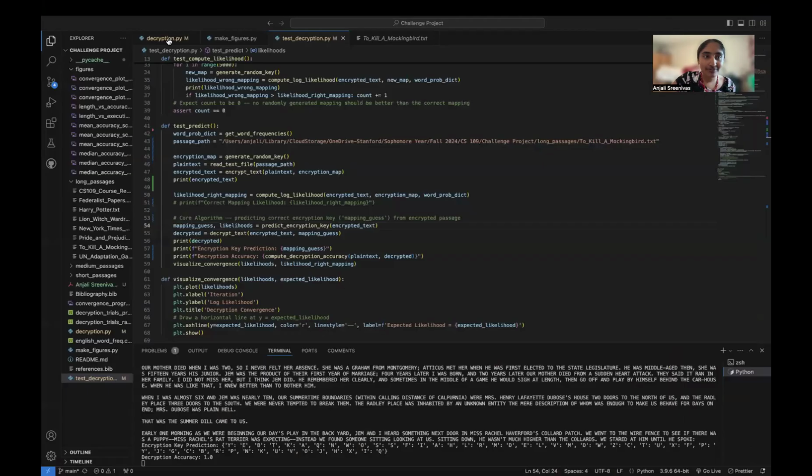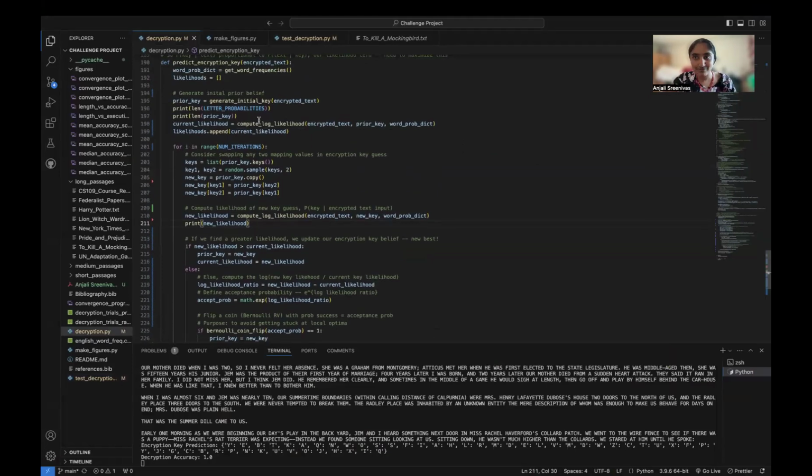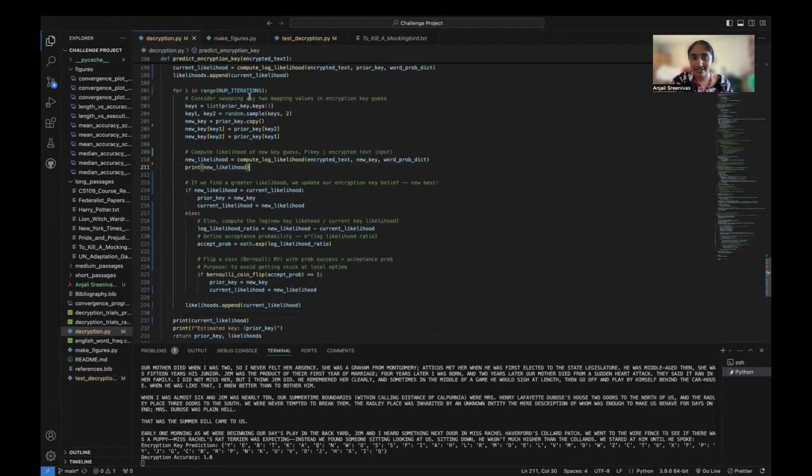For a bit more technical understanding of how we actually explore this encryption key sample space, we start off with some prior belief. Then across our iterations, we always formulate our next key to explore by randomly swapping any two mapping values in our current encryption key guess. We then compute the log likelihood of our encrypted text when decrypted under that new key belief.